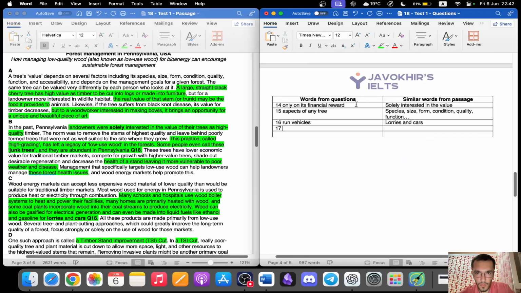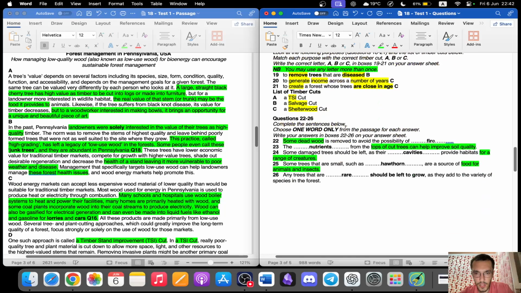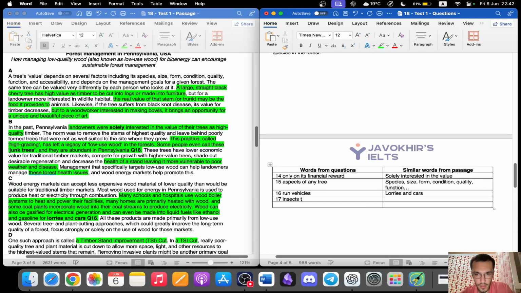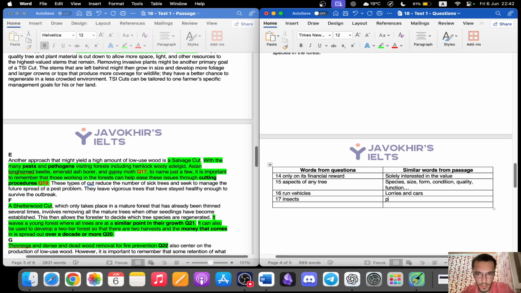17. 17 is insect that attack trees. So insects that attack, let me just say insects, and then these insects are known as, where are they? Pests and pathogens, including what is that? Hemlock, woolly adelgid, Asian long-horned beetle, emerald ash borer, and so on. I'm just not gonna name them all, and it just keeps going.